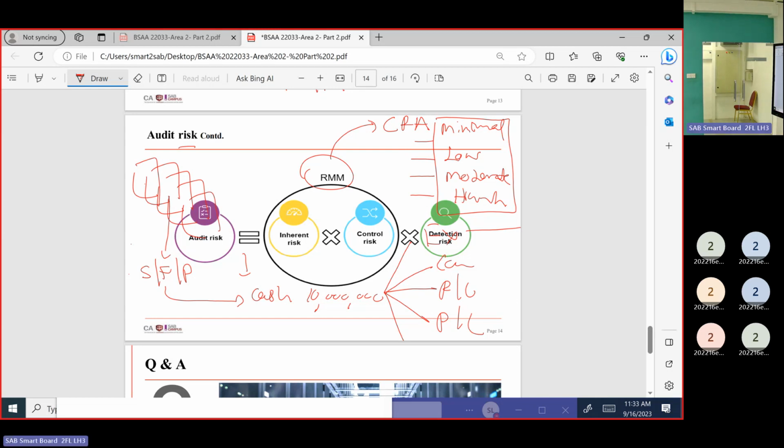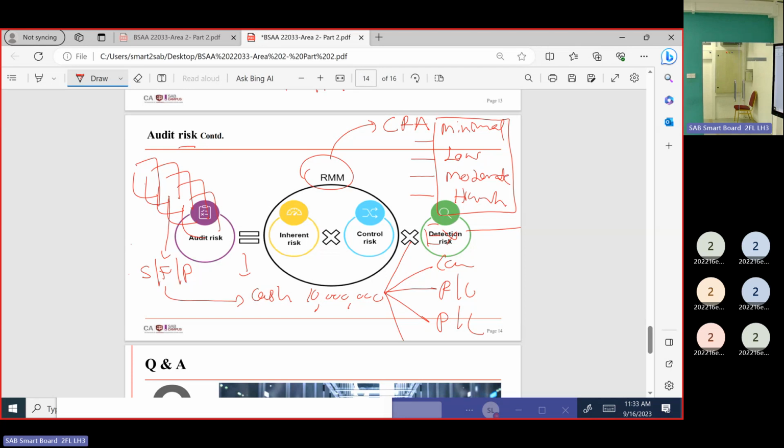Whether you have verified it or not, there's a higher risk related to this assertion. Management has said this is correct, but have you performed the procedure? Then you have to perform that procedure sharply.